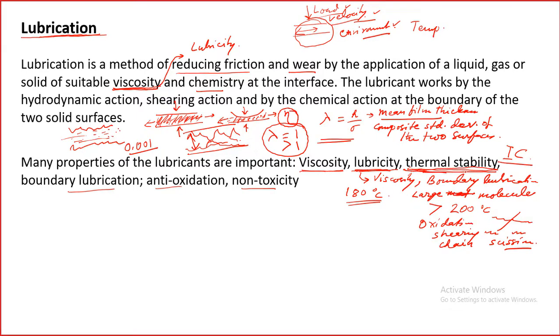So this is a big cost for companies, because you have to always keep changing the lubricant because it is degrading with time. And this is one reason why we cannot use vegetable oils or animal oils for high-end applications, for high stress applications.